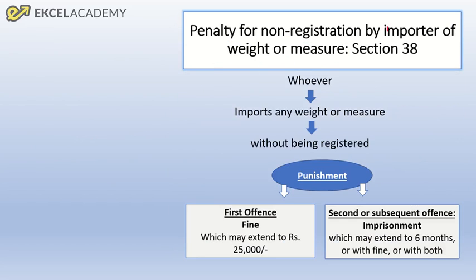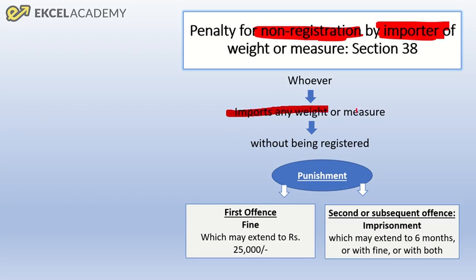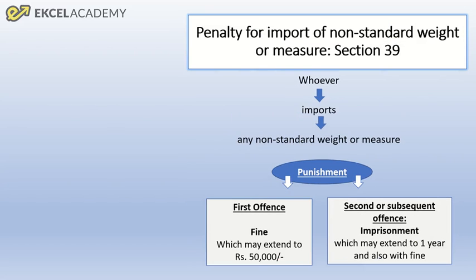Next, we studied about importer. That means you can import standard weights and measures, but you have to register. If you are not registering, if you are doing your business by non-registration, and if you are an importer, then whoever imports any weights or measure without being registered, first offense is 25,000, second and other offenses, third, fourth, fifth time, it is imprisonment 6 months or with fine and imprisonment.